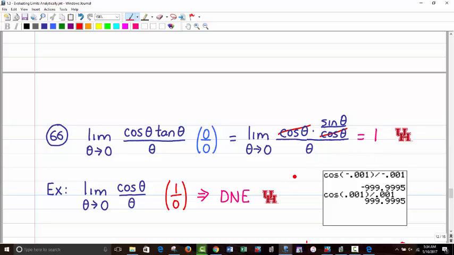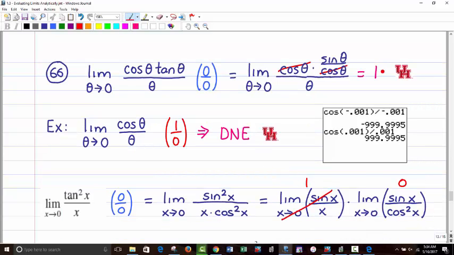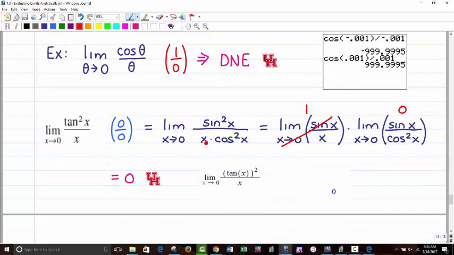That was the same property of sine of x over x. So the answer is 1. That's why I didn't show anything there, just because we're using our previous result. How about this one? Cos of x over theta as theta goes to 0. You plug in 0, you get 1 over 0. You stop right there. Anytime you get non-zero over 0, the answer will be does not exist. So we are finished with that one.